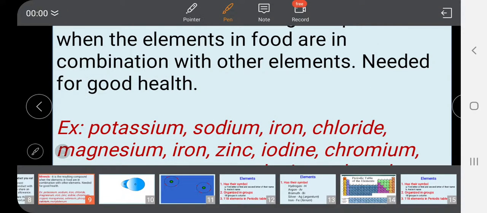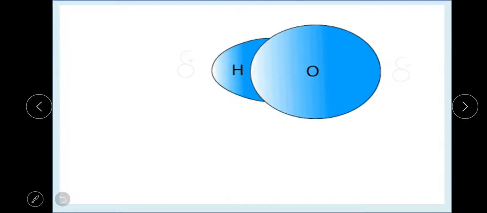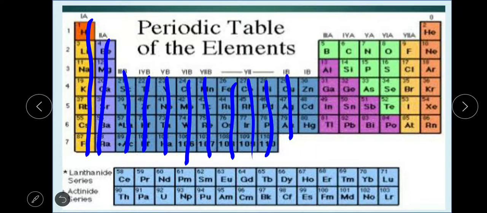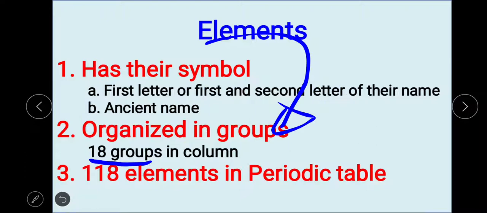So, those elements that belong to the same group share the same characteristics. For example, we have boron, aluminum, Ga, or shall we say, what element is this? I forgot. Ga, indium, and thallium, Tl. These five elements belong to the same group and therefore share something the same about their characteristics. Okay? So please remember 18 groups in the periodic table of elements.